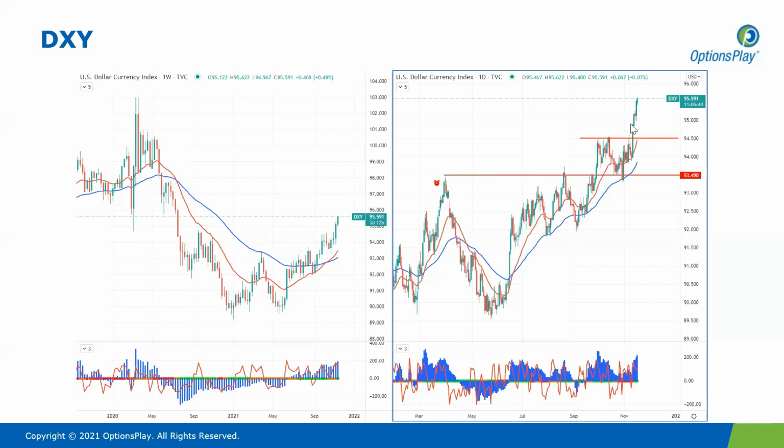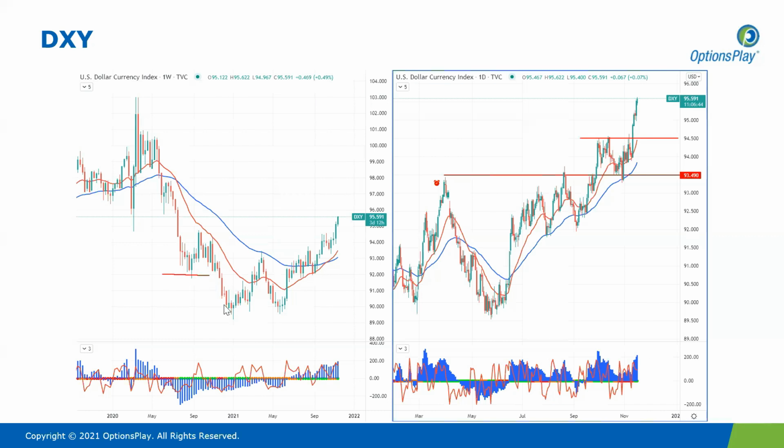94.50 has been broken. We saw it act as resistance for a few weeks. Price did reject it 3 times, and last week it broke above that level with strong momentum. And I do think that the dollar index has more in the tank for it to continue higher, especially when you look at the weekly chart, which I think provides a better view of where the dollar is headed next.